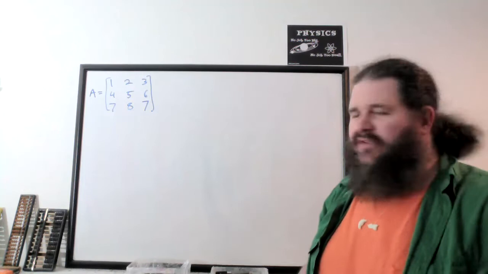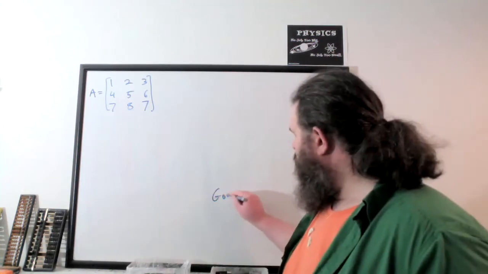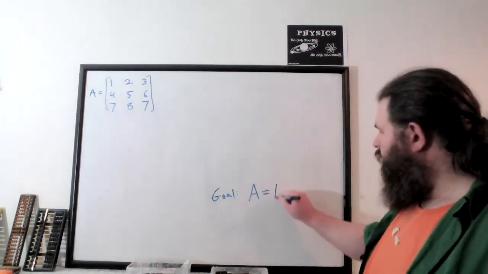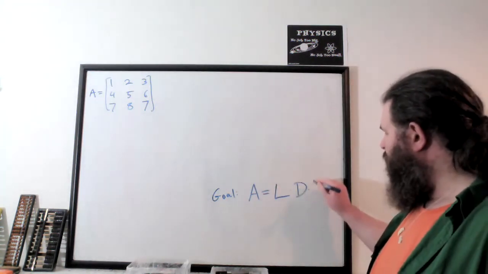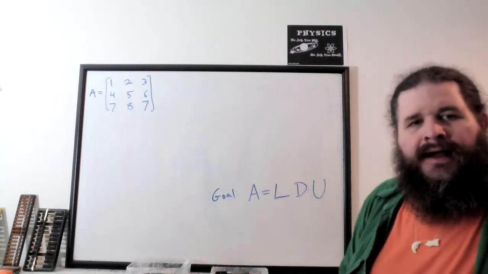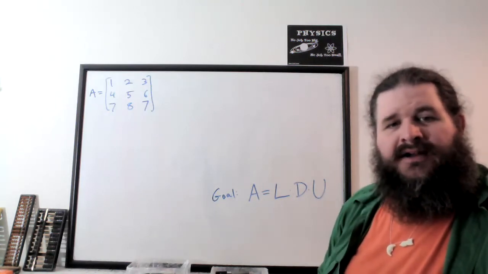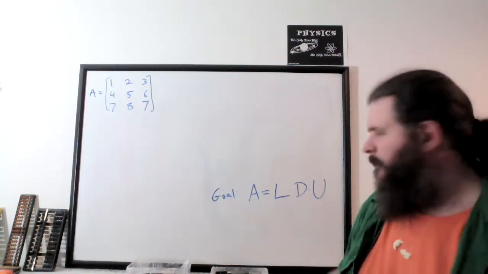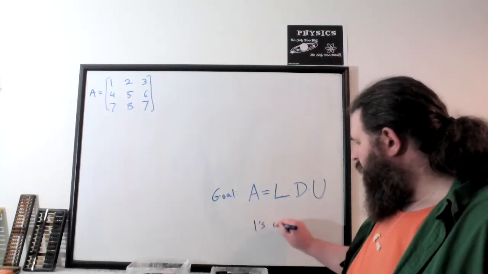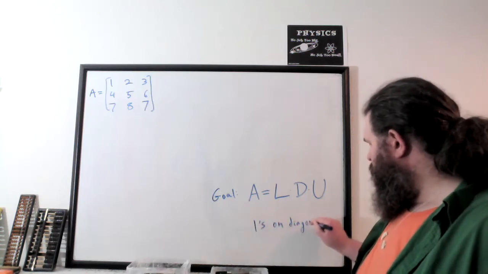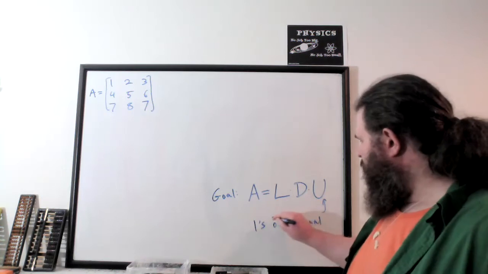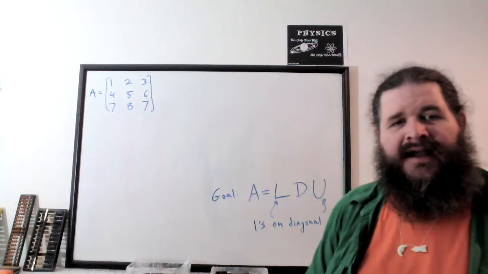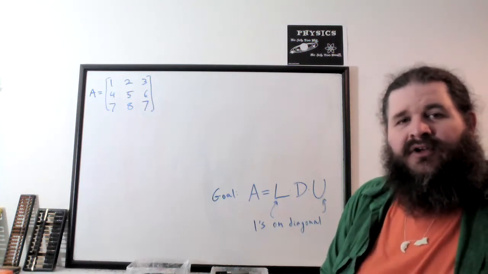Okay, so we've got this matrix A, and our goal here is to factor it. We want to rewrite A as a lower triangular matrix times a diagonal matrix times an upper triangular matrix. And also, one of the other requirements for LDU decomposition is that all of the diagonal entries of L and U have to be 1. So we have only 1s on the diagonal for U and L. And D, of course, can have any numbers that are necessary on the diagonal. It just can't have any non-zero numbers off the diagonal.